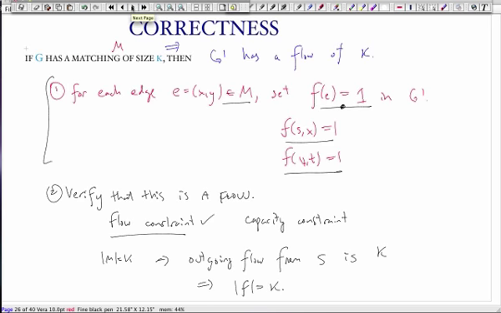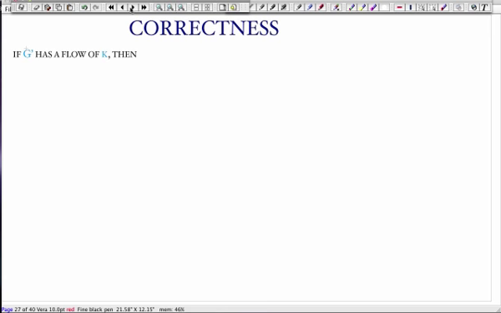So this is the type of argument, this is half the argument, to say if G has a matching of size K, then G prime has a flow of size K. A similar argument you'll make on your homework for all three of these problems. That's the first half. The second half is slightly trickier.